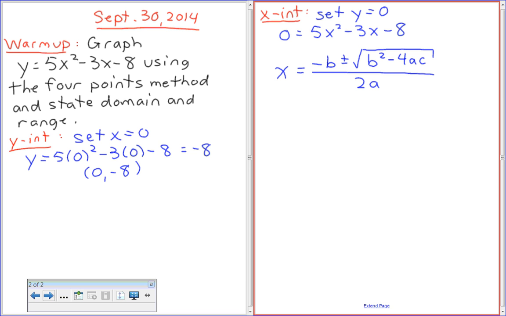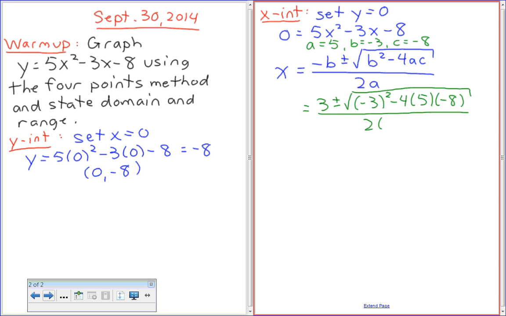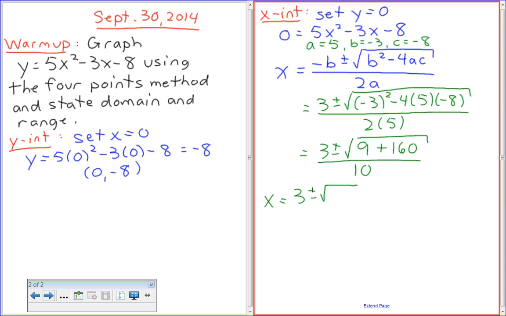x equals negative b plus or minus the square root of b squared minus 4ac, all over 2a. Good. Callan, what's your a, what's your b, and what's your c, please? Okay, great. So we're just using the coefficients. All right, Holly, can you sum the numbers, please? Go ahead. Negative 3 squared is? Nine. And negative 4 times 5 times negative 8 is? So x equals 3 plus or minus the square root of 169, over 10.